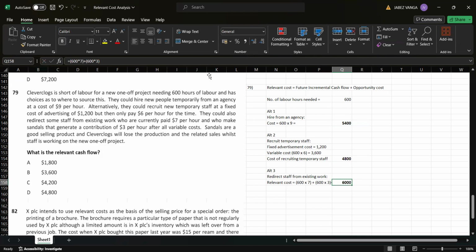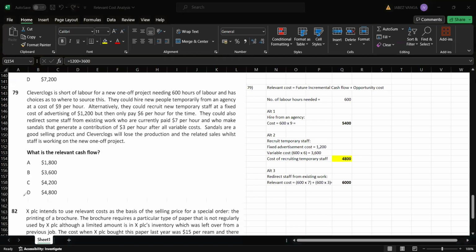What's the relevant cost? There are three alternatives available. See, in terms of cost, the alternative which has the least cost is the relevant cost. So least cost would be selected, which is 4,800. This is the answer, 4,800. I hope that's clear.